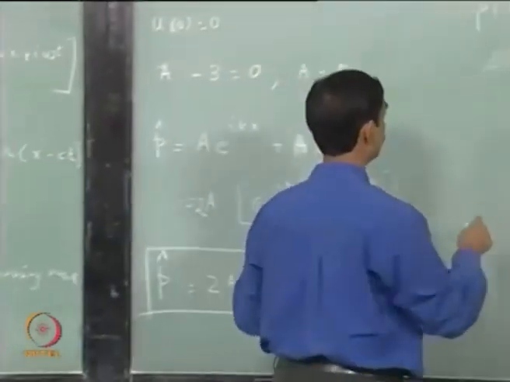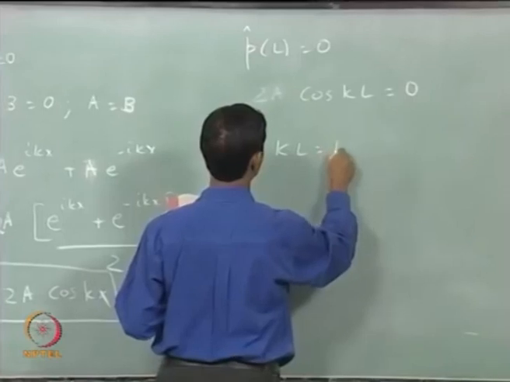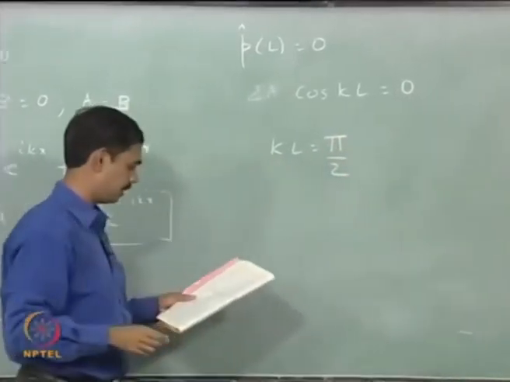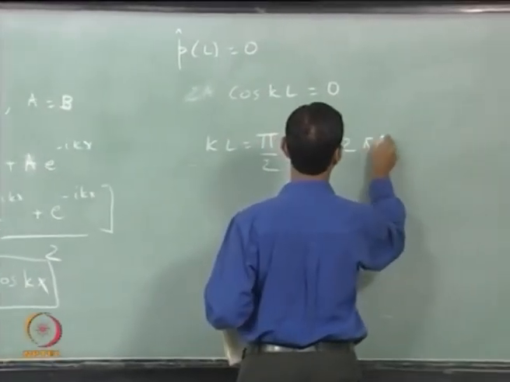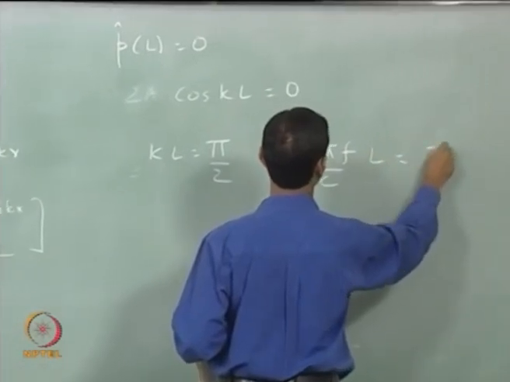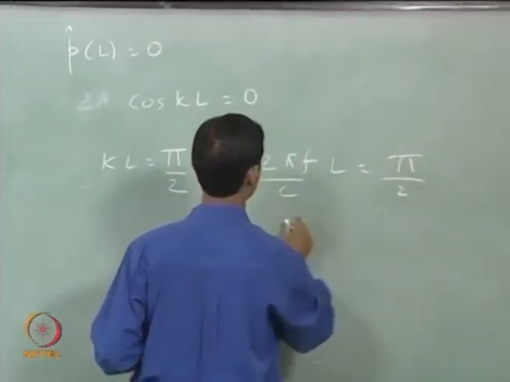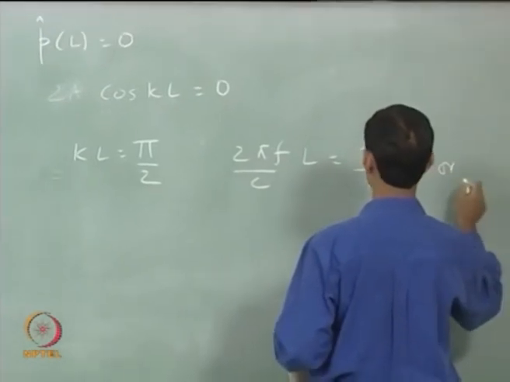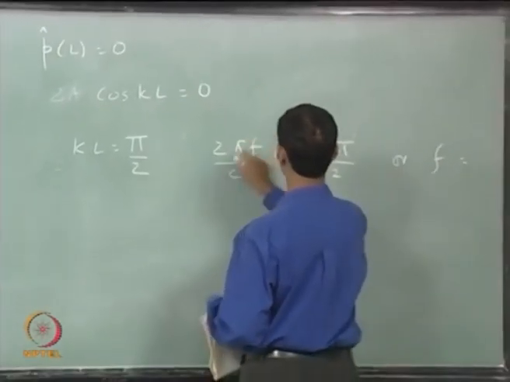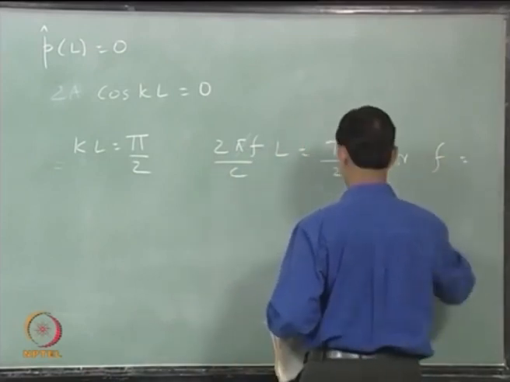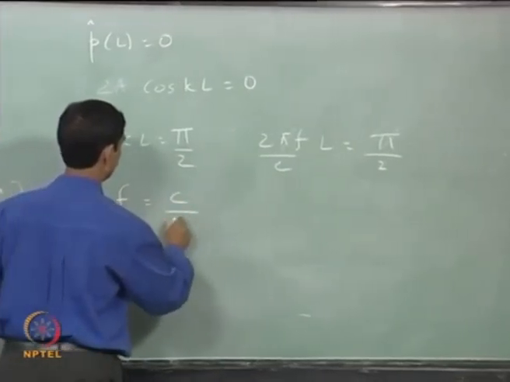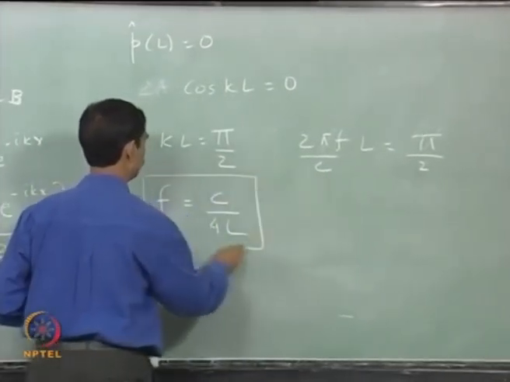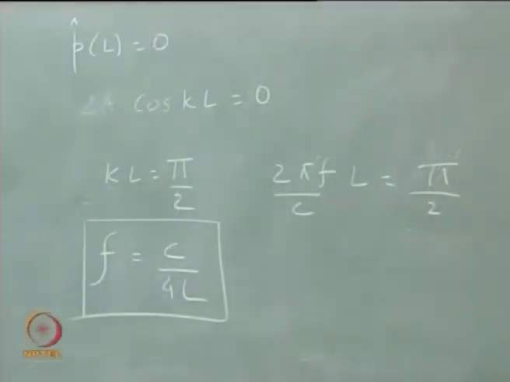So kL equal to pi over 2 would be the first solution. So k is 2 pi f over c, times L equal to pi over 2, or f equal to c over 4L. This is okay?